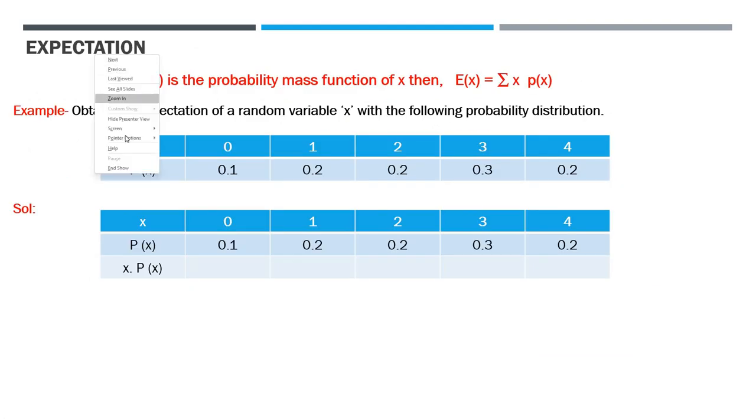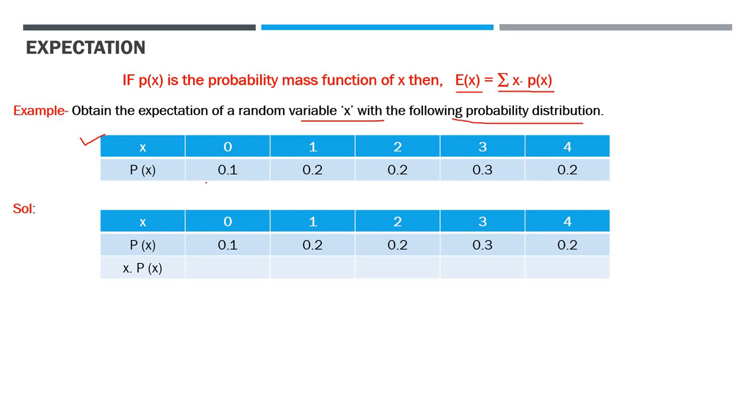So, to calculate the expectation, the formula is E(x), that is, the summation of x multiplied by the probability of x. The question is to obtain the expectation of a random variable x, whose values are given here as 0, 1, 2, 3, 4 with the probability distribution. P(x) is also given in the following table. We have to just find the multiplication of x and the probability of x.